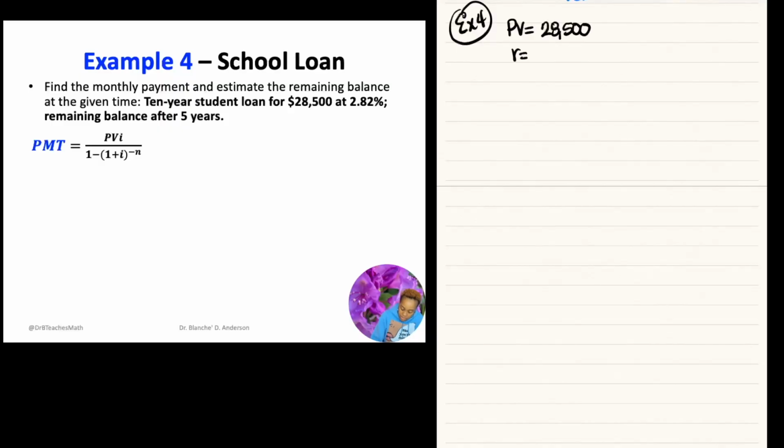Your rate is 2.82%. These are monthly payments. Okay, these are monthly payments. Yeah, it said monthly. Okay, good. And then the time period is 10 years. Let me just do 10.